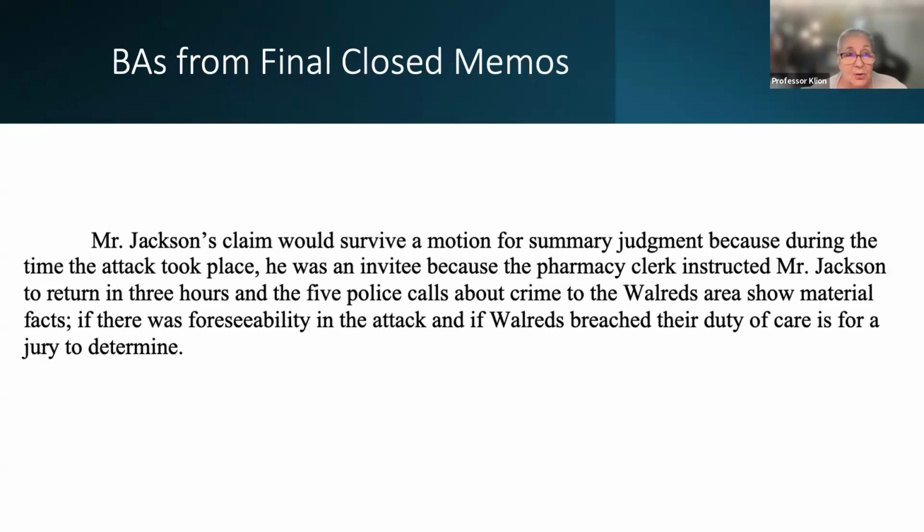So first, it does not start with a straightforward answer, which would be a yes or a no, period, or a most likely yes, most likely no, period. There is no governing rule in here. And there are very few facts, especially about invitee.